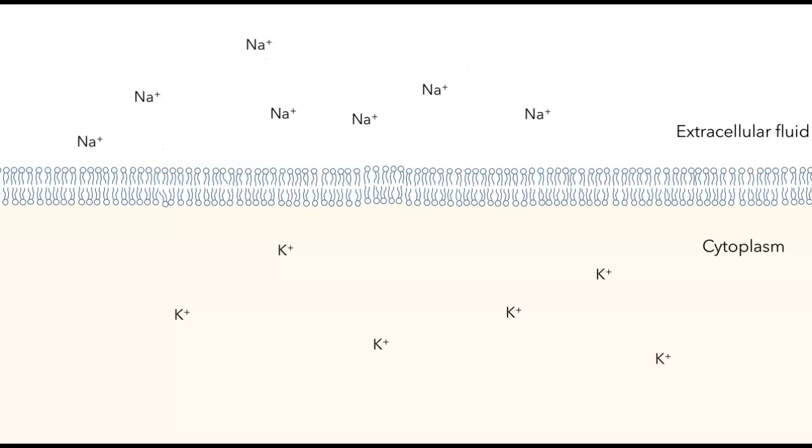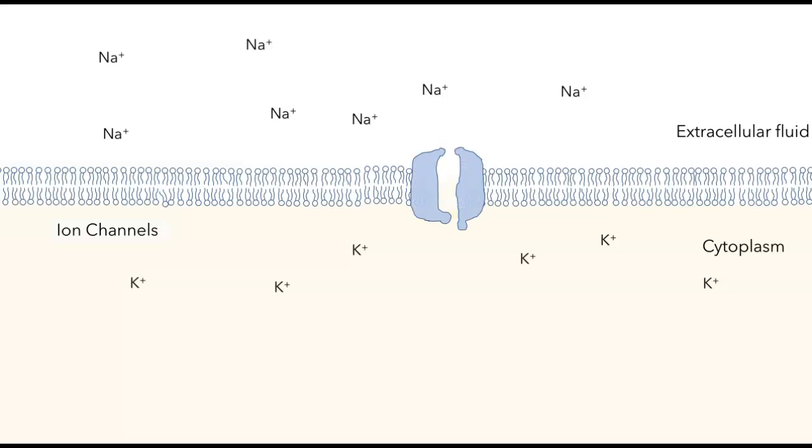There's a gradient for sodium to move into the cell, but it can't do it. There's an electrochemical gradient for potassium to move out of the cell, but potassium by itself can't pass through the lipid bilayer. And so in biological membranes, there are helper proteins that will allow this movement. These proteins are called ion channels.